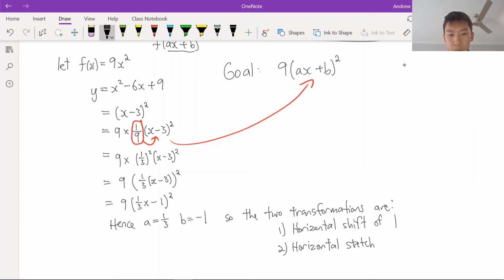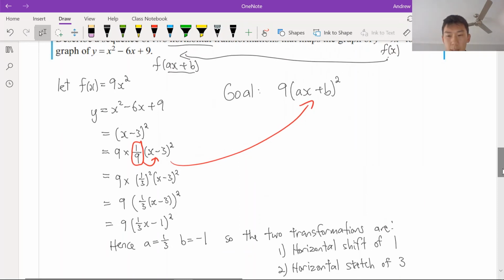We saw that before, right? So 1 over a would be 1 over 1/3, which would be a factor of 3, which means it's 3 times wider that way. All right. So a lot to digest there, but that's how you can go about doing something like that.